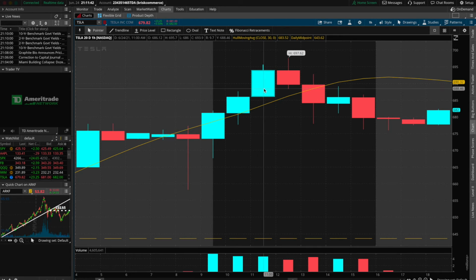$686.12. The lowest that it went within that hour was $686. The highest that it went within that time period was $695, which is denoted by the top of the candlestick. This bearish candlestick, however, is denoted by the fact that it opened at $693 and it closed at $689. The wicks are pretty self-explanatory. I'm sure you guys got it by this point.